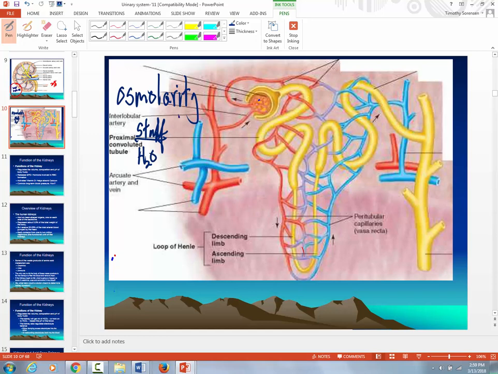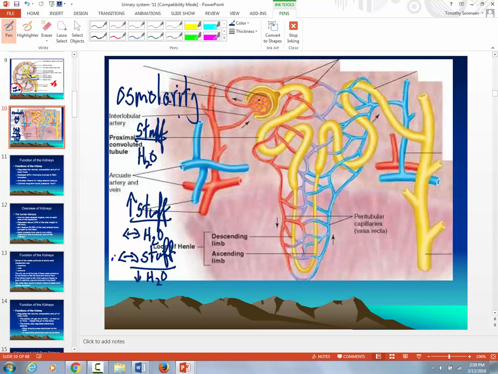Now, what are the two ways that you can increase osmolarity? You could increase stuff and keep the water the same. Say yes. Yep. Or you can keep the stuff the same and do what to the water? Decrease the water. That's how you increase osmolarity. Are you with me? Okay.